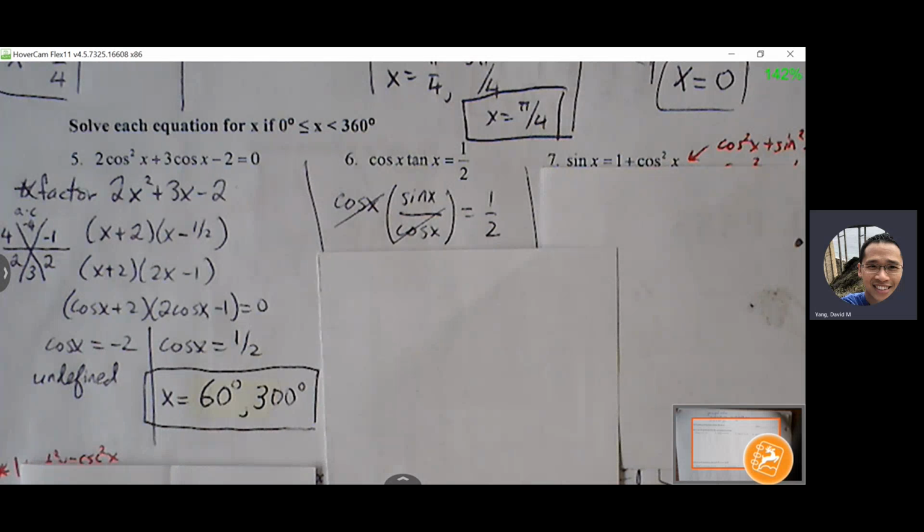Positive 1/2. Variations of what? Pi over 6, which degree wise is 30. And then second quadrant, if you think in terms of reference angle, 180 minus 30, that's 150, right?